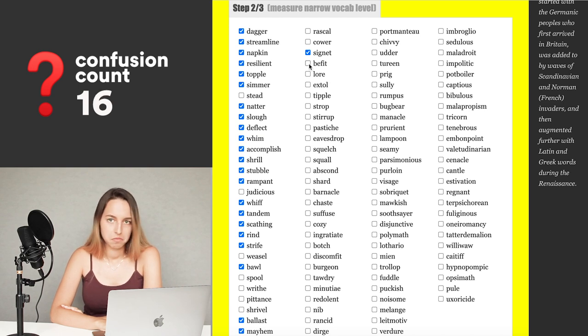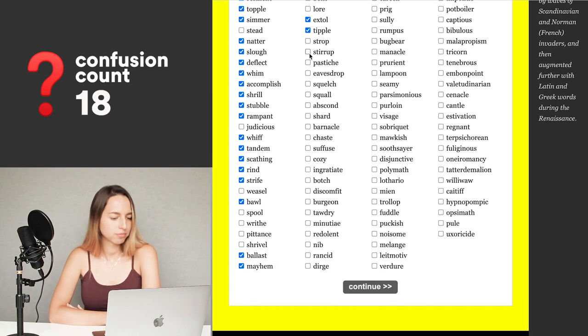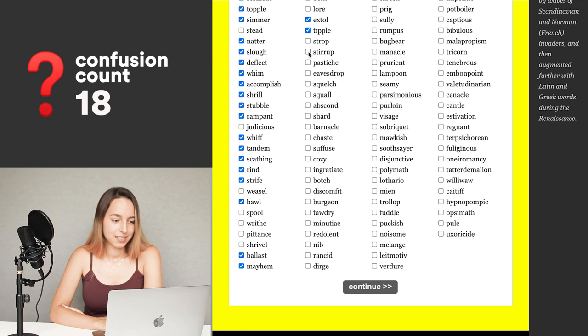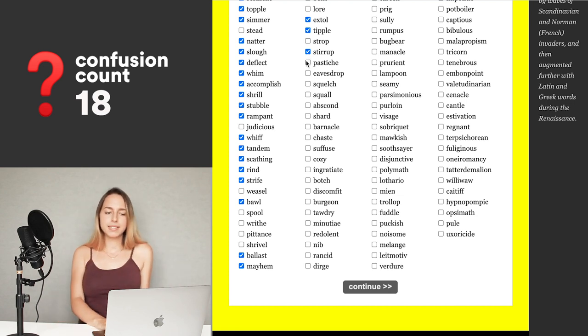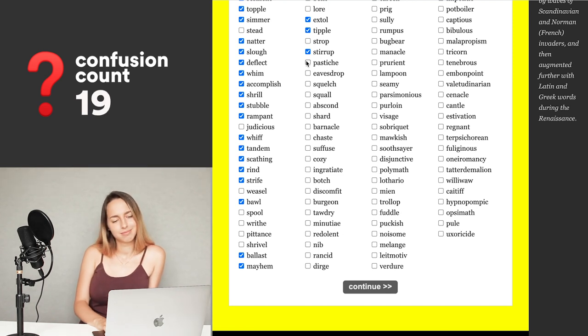Befit. No. Lower. No. Extol. Yes. Tipo. Strop. No. Strop? Again, looks very easy, doesn't it? But I don't know what that is. I'm being honest with you guys. We'll see what I get in the end. Stirrup. Yes. Pastiche? Pastiche? Why is it so difficult?